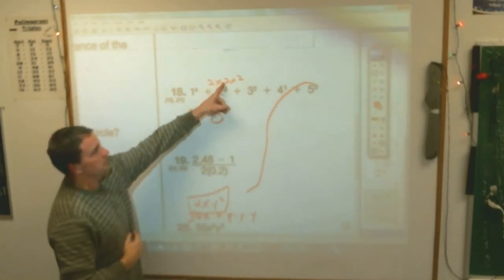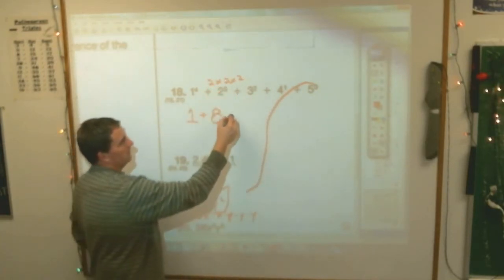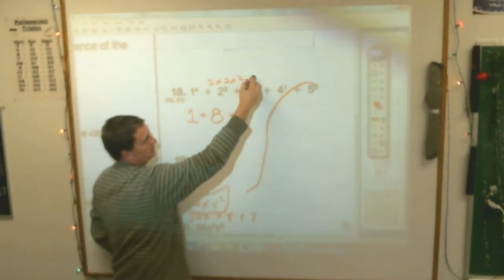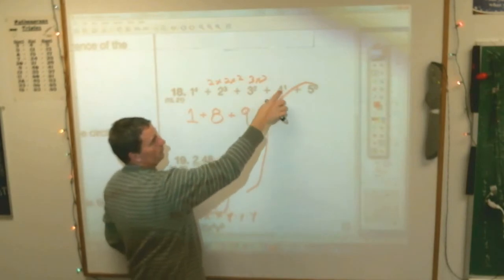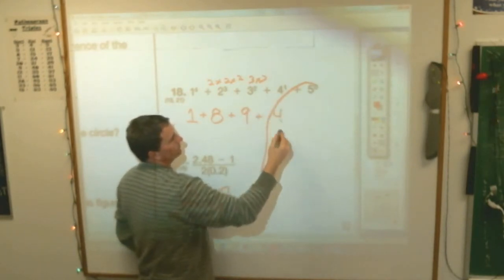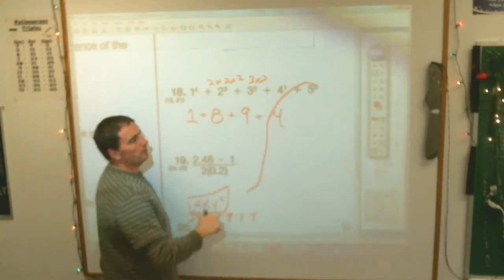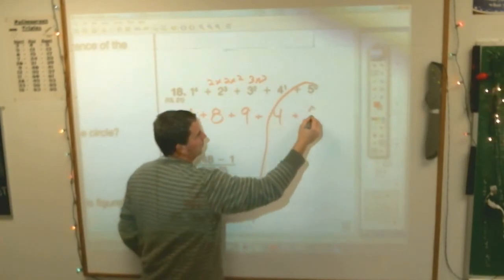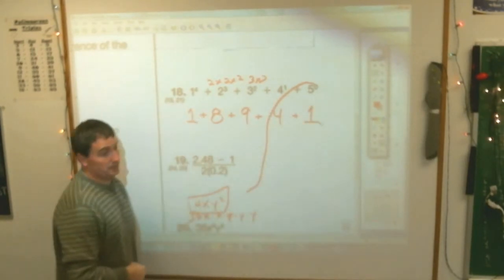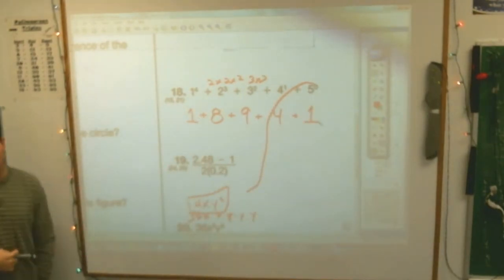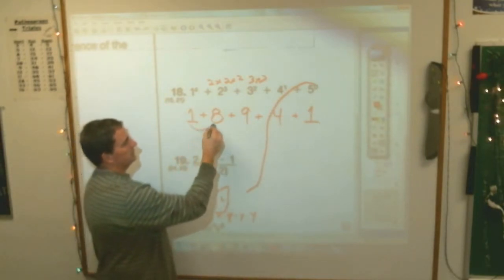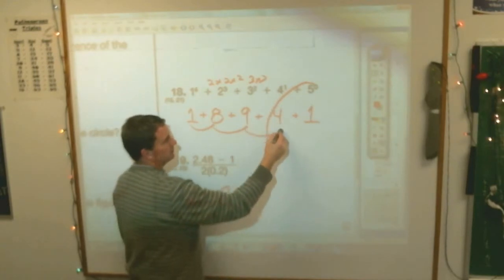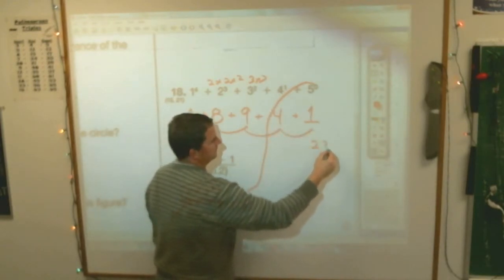That's right. 2 times 2 is 4, times 2 is 8. 3 to the 2nd power is not 6, it is 3 times 3, which is 9. 4 to the 1st power is just 4. And anything to the 0 power is, ladies and gentlemen, 1. Doesn't matter what it is. It could be a million to the 0 power, it's still 1. And then adding them together, 9, 18, 22, 23.